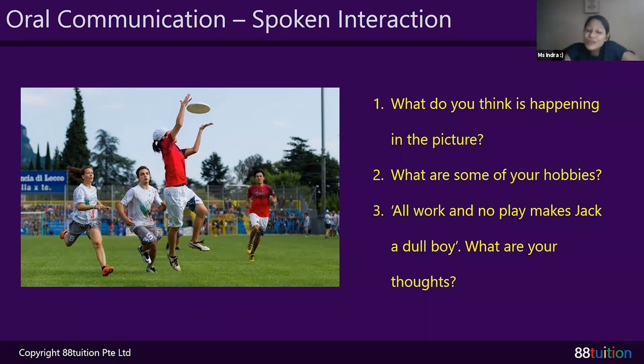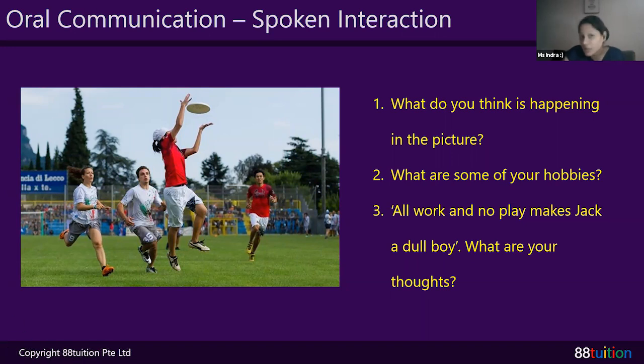Okay, students, now this is for your reading aloud. Okay, we have a spoken interaction. Now what do you think is happening in the picture? If you want to share your thoughts, just share with me in the chat first, okay? Let me finish this up first. What are some of your hobbies? And all work and no play makes Jack a dull boy. What are your thoughts? Okay, so basically some questions that you may face during your oral examination.